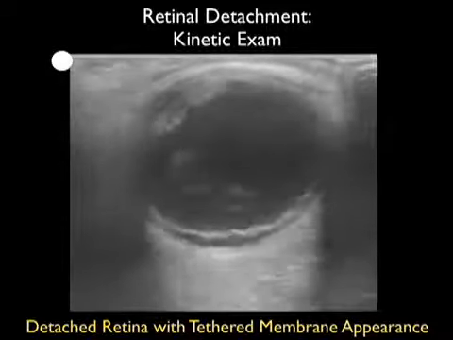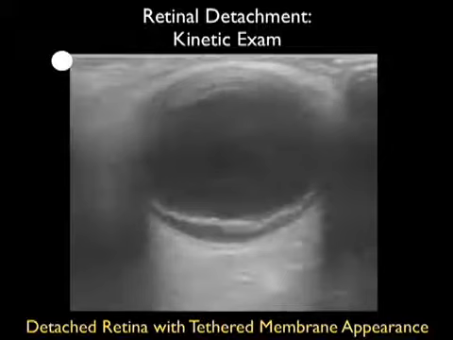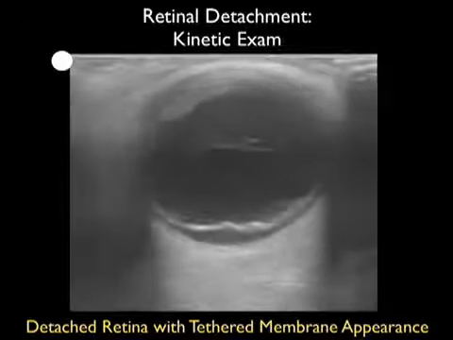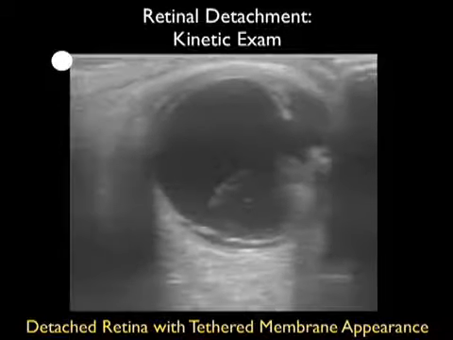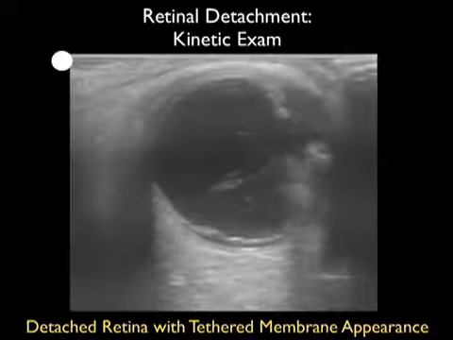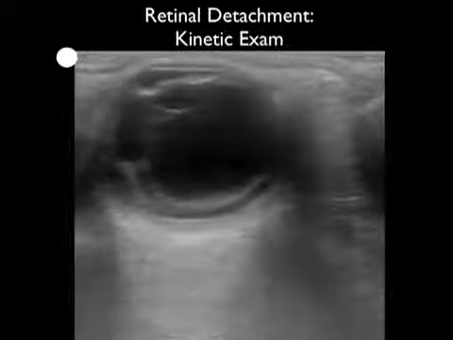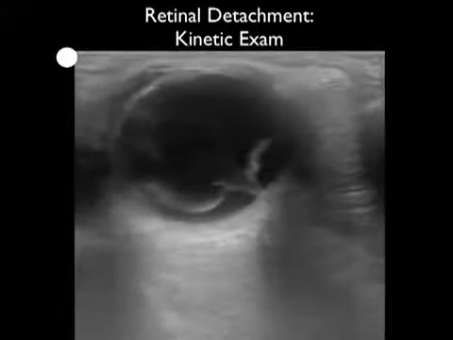Now we note some anterior vitreous material that swirls around as the patient looks from side to side, but I want you to look towards that posterior aspect of the eyeball, towards that membrane, the tethered membrane that moves back and forth as the patient looks from side to side, and that is the classic appearance on kinetic exam of a detached retina.